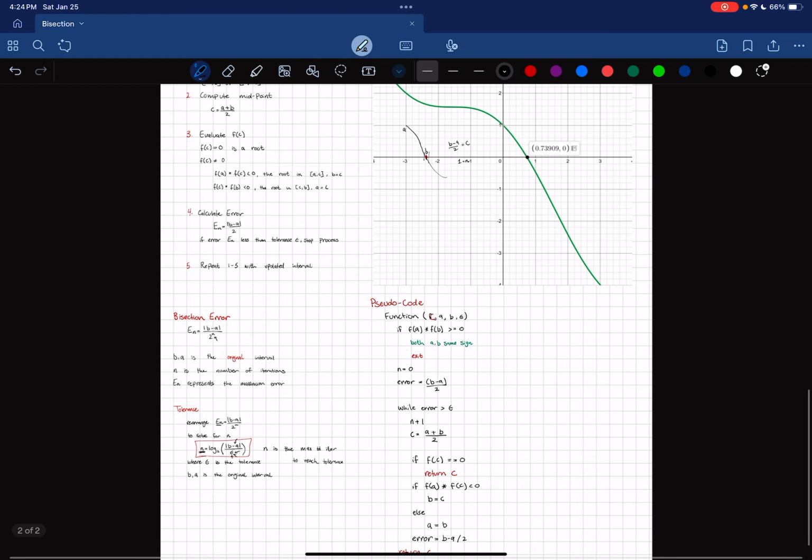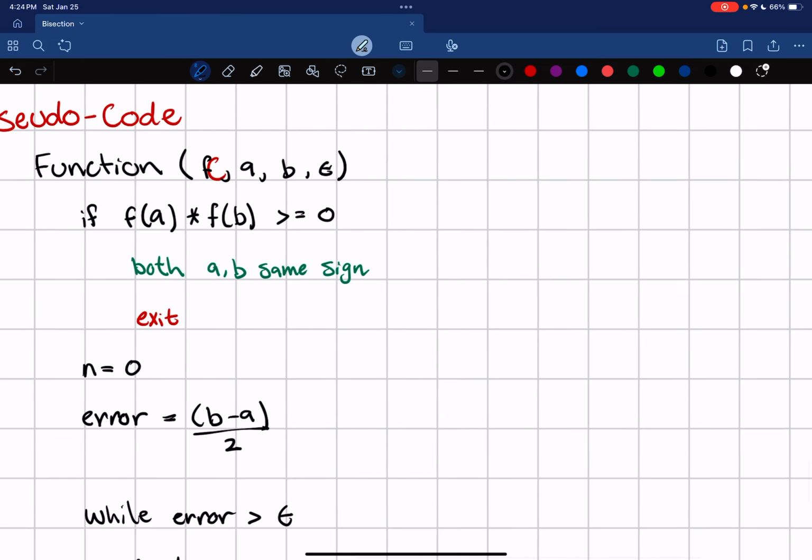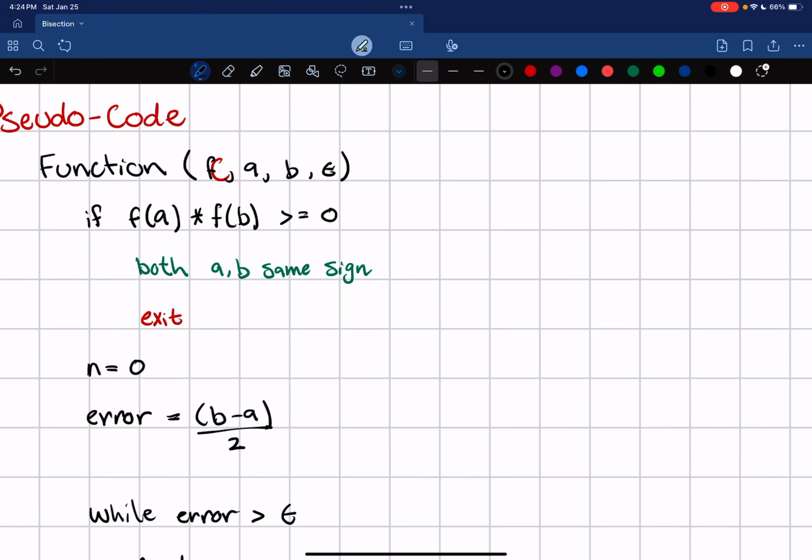So now we went through the mathematical problem. Now just a simple pseudocode. We'll go through this very quickly.